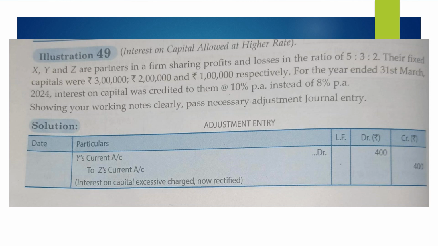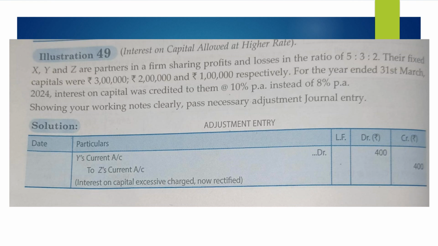X, Y and Z are partners sharing profits and losses in the ratio 5:3:2. So X, Y and Z are partners sharing the profits in the ratio 5:3:2. Their fixed capitals were 3 lakh and 2 lakh respectively. For the year ended 31st March 2024, interest on capital was credited to them at 10% instead of 8%.